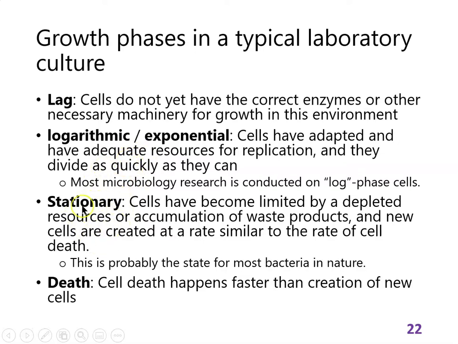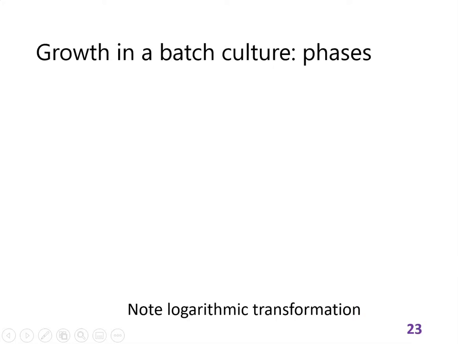But in nature, this is what most cells are doing. Most of them are kind of at the limit, where they've already eaten all the food they can eat and they're waiting for more food. And then after a certain amount of time, they start running out of even the ability to just maintain themselves, and they start to die. So we can graph this, and you'll see sort of how long these phases take typically.